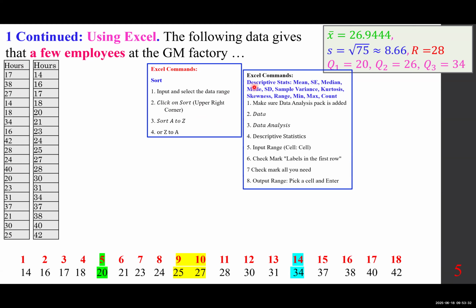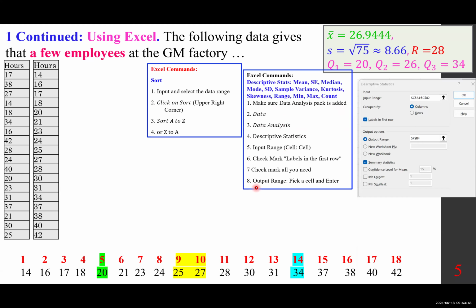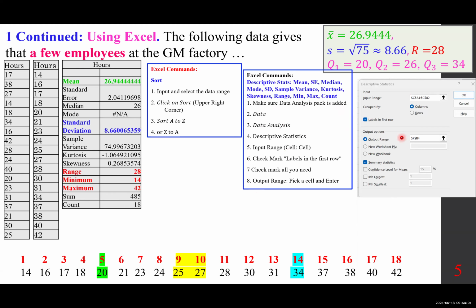Now Excel command, descriptive stats: mean, standard error, median, mode, and so on and so forth. Make sure the Data Analysis Pack is added, then Data Analysis, Descriptive Statistics, input range, and so on. So I'm giving you the instructions as to how to do that. You can try this with Excel, if you have an Excel program. And so it produces this.